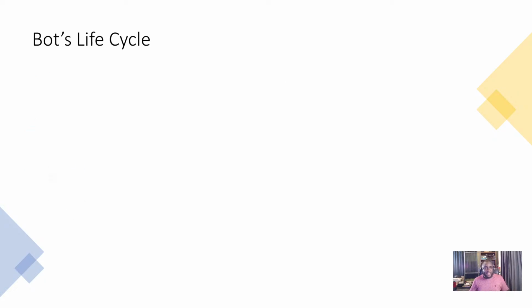All right. Now, let's take a look at the life cycle of a bot. Your bot definition or design starts from the design phase. So you design the bot. This is what I want the bot to do. I want it to do A, B, and C. So you design that bot.